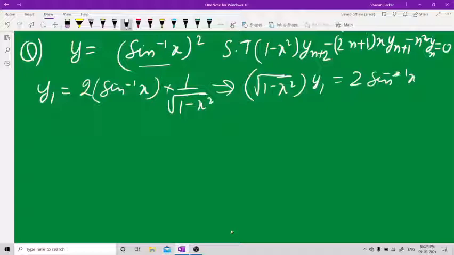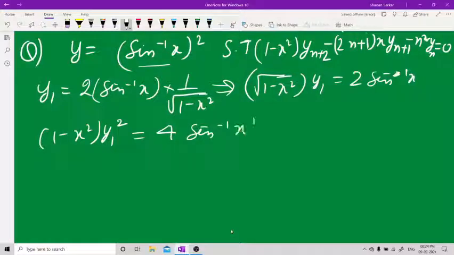Now see one thing, do not go for straight away differentiation because you do not have any under root sign here. Try to remove this under root sign. So do squaring both sides. This will become 1 minus x square y1 whole square is equal to 4 sine inverse x whole square.